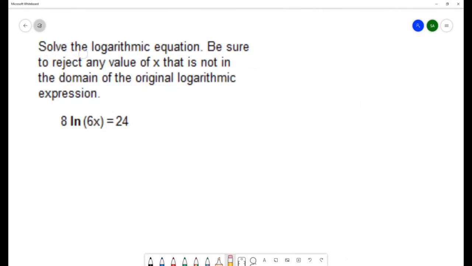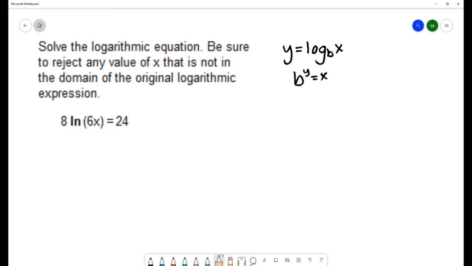On this question, we want to solve the logarithmic equation. We want to make sure that we reject any value of x that is not in the domain of the original expression. So this one, I notice that I have log only on one side of the equation. So I'm going to solve this by converting it to an exponential. If we have a log equation, y equals log base b of x, we can have the equivalent exponential equation, which is b to the y equals x.